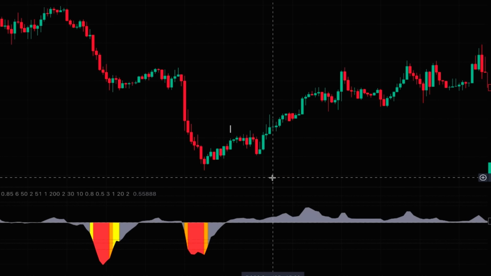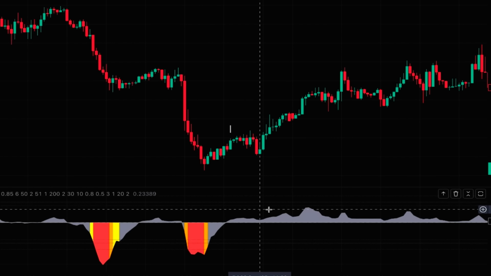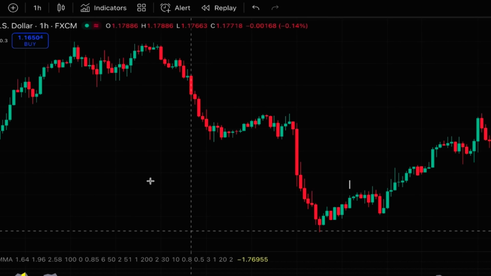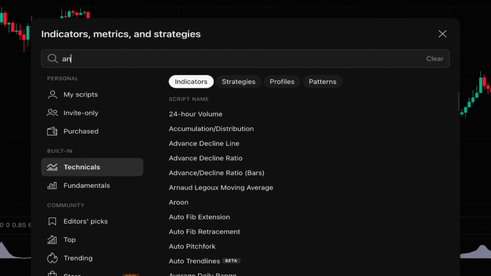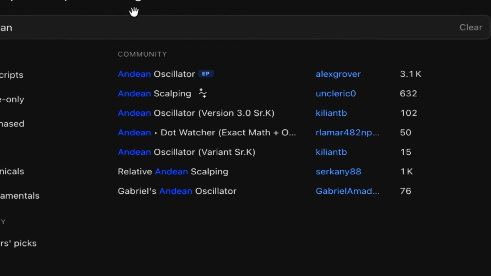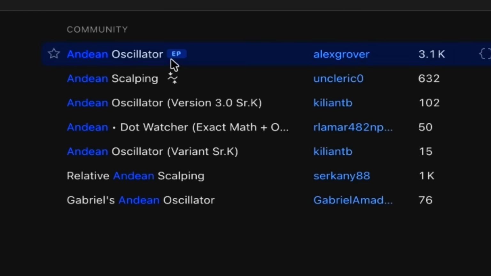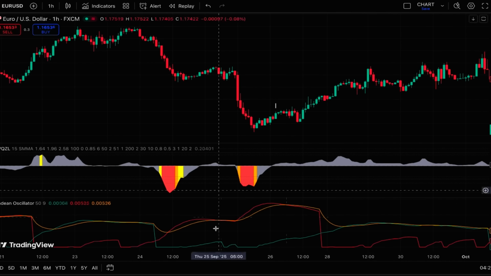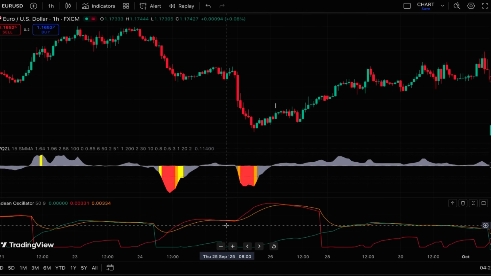Alright, now I want to teach you a simple trading strategy so you better understand how this indicator is used in practice. Here we click on indicators and we search Andean Oscillator, this one, which is an open-source indicator written by Alex Grover. Alright, this is the indicator, and as you can see, it's added here below the chart.